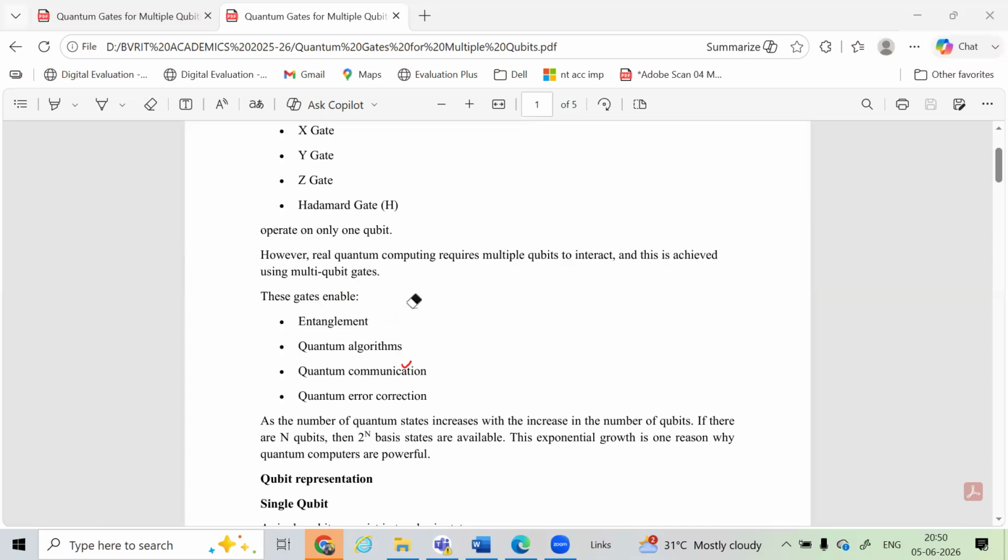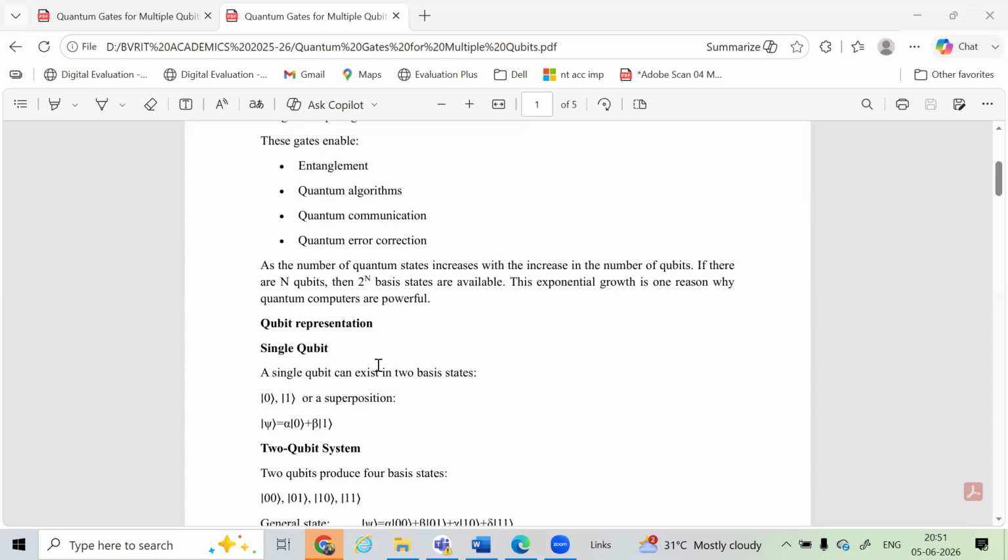First, I start with the introduction related to quantum gates, and then I discuss what gates are available for one qubit, a single qubit, and what the meaning of the qubit is. That part I discussed initially, and then I start with what happens if more than two qubits are available in that particular system.